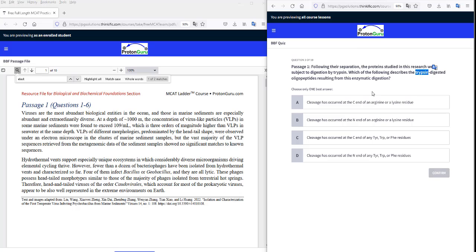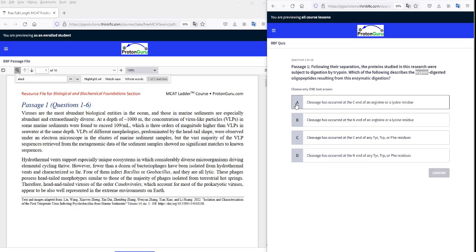We also need to know whether these enzymatic digestion pathways cleave at the carbon or nitrogen end. So in that regard, both chymotrypsin and trypsin are the same. They both cleave peptides at the C end of the residues where they have specificity. So we can rule out choices B and D relatively easily.